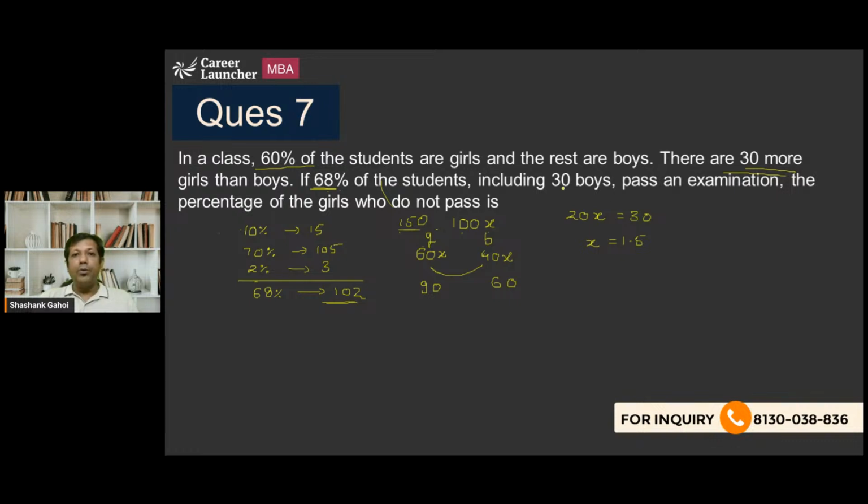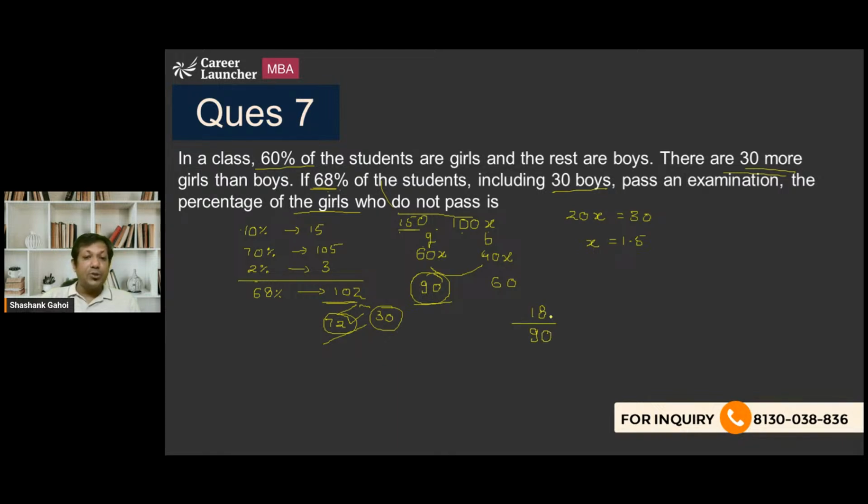Out of 102, how many are boys? 30. So how many girls are there? That is 72. So I know that 72 girls cleared the exam, 30 boys cleared the exam. The percentage of girls who do not pass. So how many girls were there? 90. Out of 90, how many have passed the exam? That is 72. So how many did not pass? 18. So 18 girls didn't pass the exam.